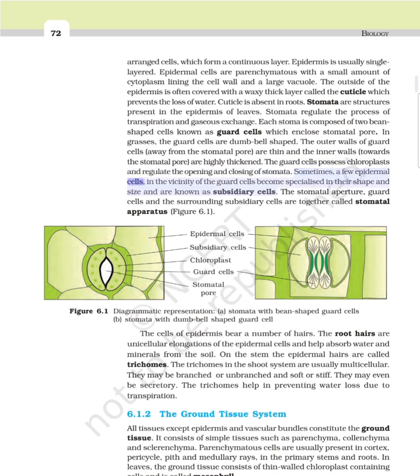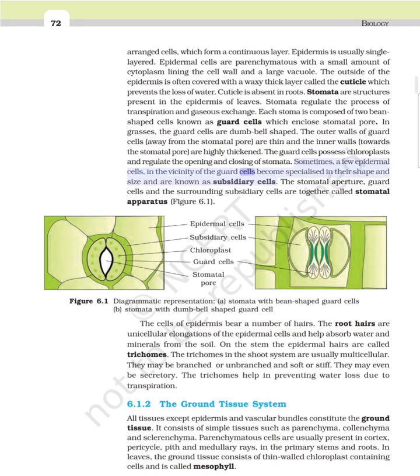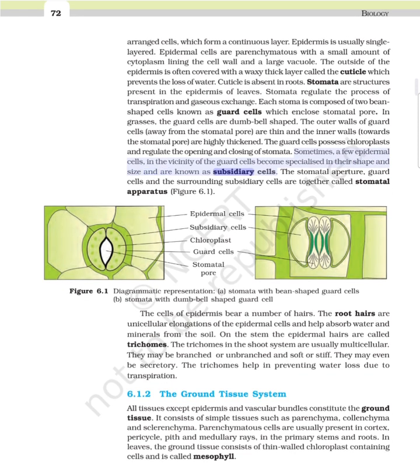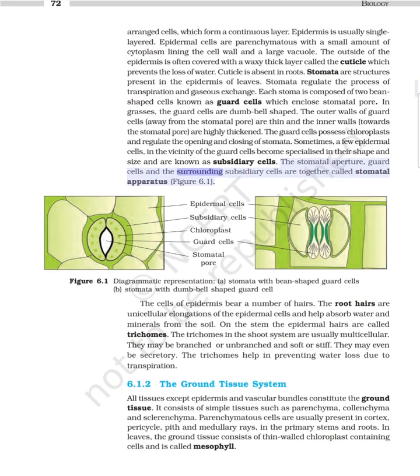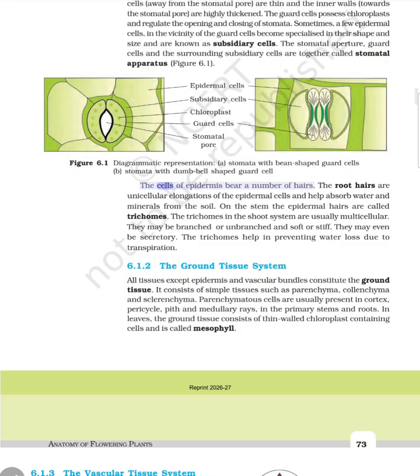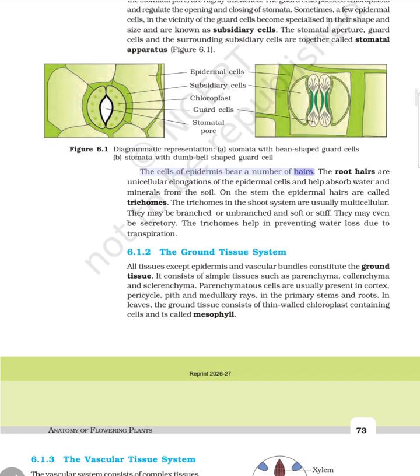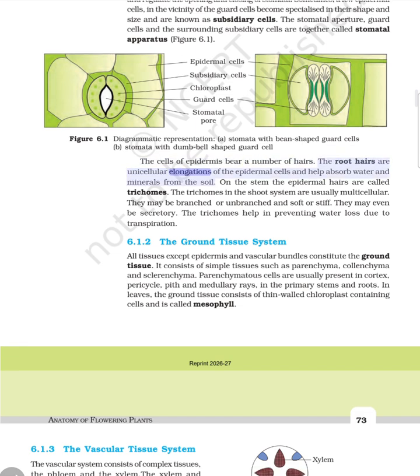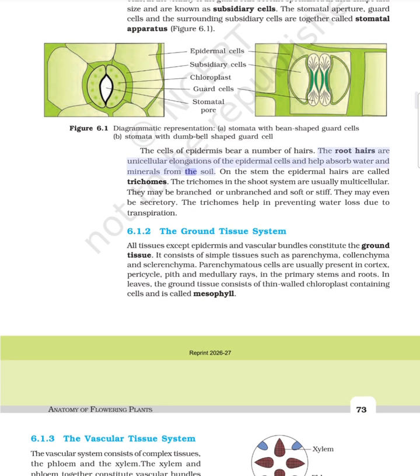Sometimes, a few epidermal cells in the vicinity of the guard cells become specialized in their shape and size and are known as subsidiary cells. The stomatal aperture, guard cells, and the surrounding subsidiary cells are together called stomatal apparatus. The cells of epidermis bear a number of hairs. The root hairs are unicellular elongations of the epidermal cells and help absorb water and minerals from the soil.